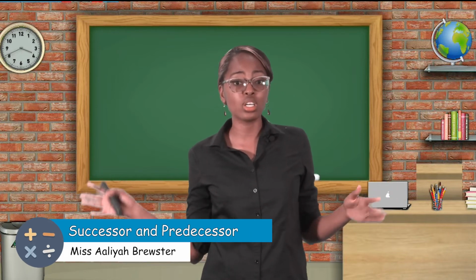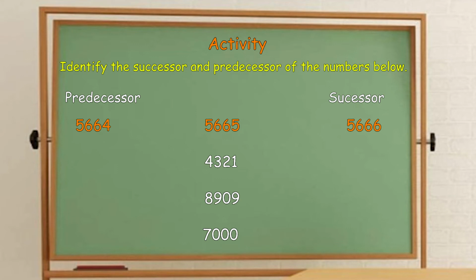Okay, now it's time for you to do an activity on your own. You're going to identify the successor and the predecessor for the numbers written there. The first one was done for you. The number we'll be looking at is 5,665.